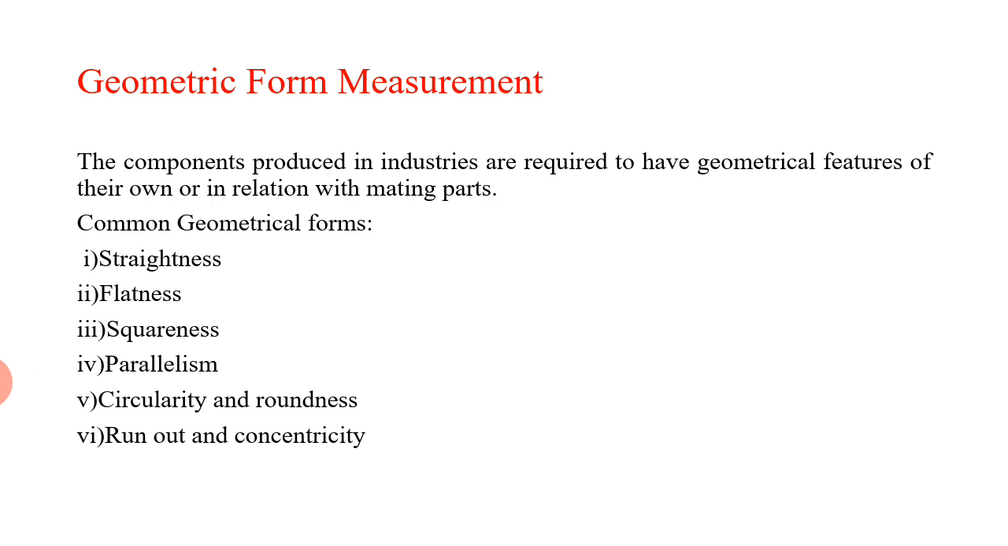It is of fundamental importance for correct functioning of the measuring instruments and the machine tools, where the ability of the slide to move along a straight line and the spindles to rotate about a fixed axis is essential. For stationary locating parts, the geometrical inaccuracy may affect the class of fits required, as the clearance between the mating parts may be changed. The various common geometrical forms are straightness, flatness, squareness, parallelism, circularity and roundness, runout and concentricity.